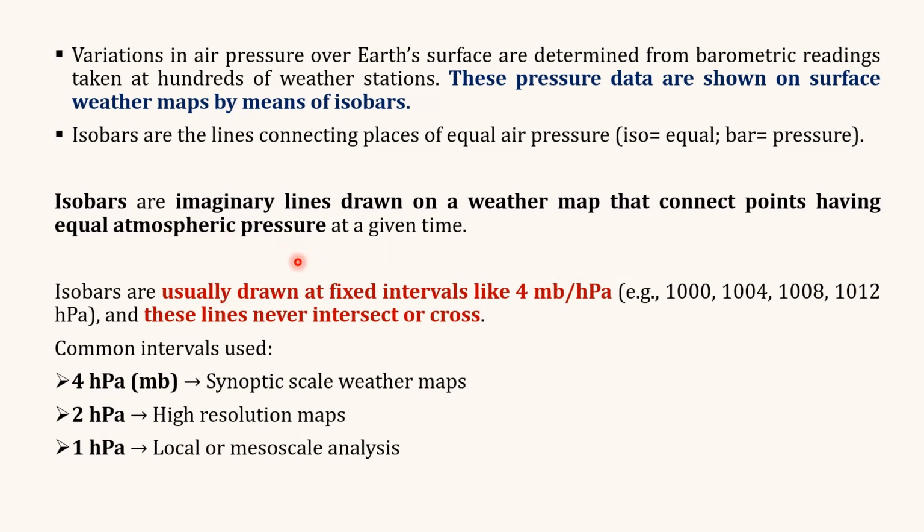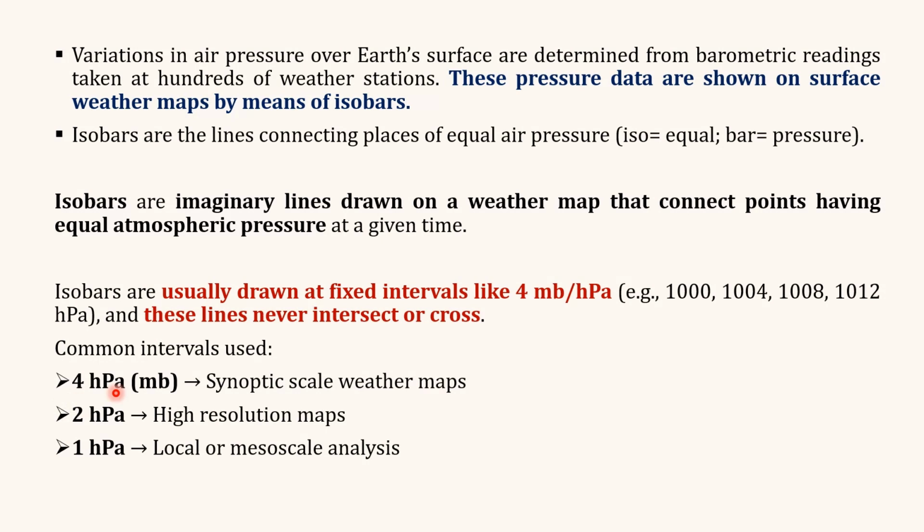As the horizontal variation of atmospheric pressure is less, these isobars are usually drawn at fixed intervals like 4 millibar or 4 hectopascal, and these lines never intersect or cross. These are common intervals which are used in map preparation.